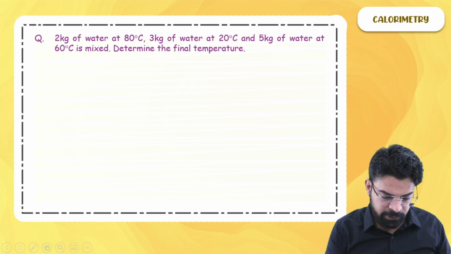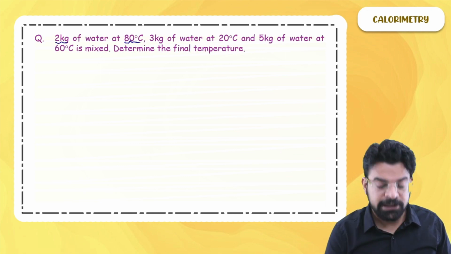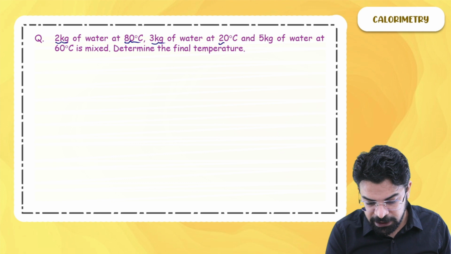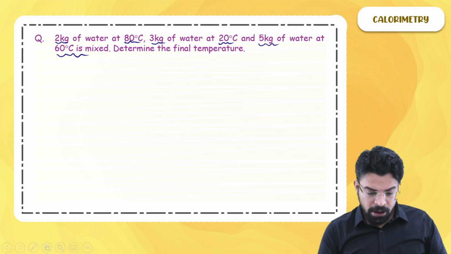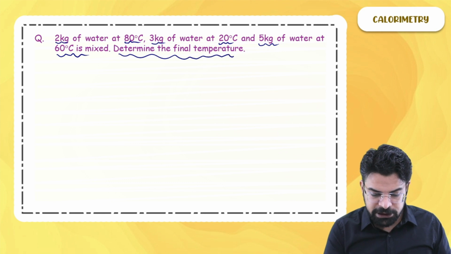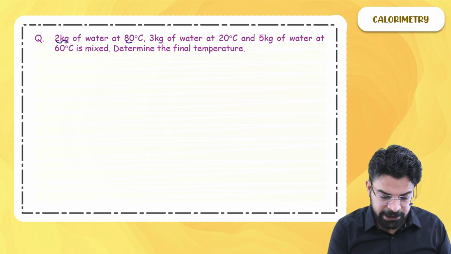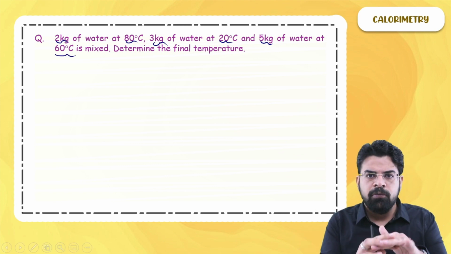So the first example: 2 kg of water at 80 degrees centigrade, 3 kg of water at 20 degrees centigrade and 5 kg of water at 60 degrees centigrade are mixed. Determine the final temperature of the system. So you have got 2 kg at 80, 3 kg at 20, 5 kg at 60 and you mix them up. What will be the final temperature?